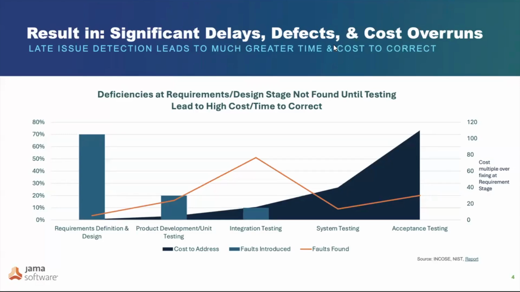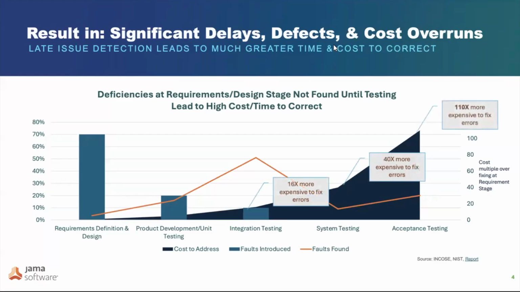And typically the number of faults or problems are introduced very early in the requirements definition and design phase. But the problem is they aren't found until later in the project, like during integration or system testing. And even if you get to the acceptance testing level, you can see the exponential increase in cost to fix these expensive errors. This is not Jama's numbers.